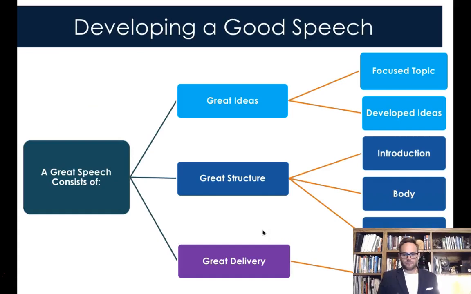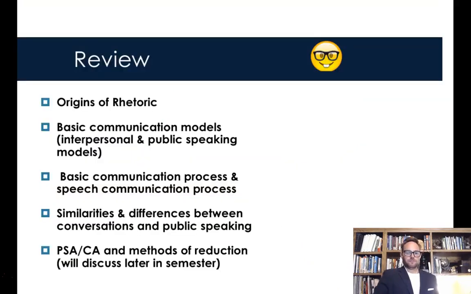So visually, this is what it looks like. A great speech consists of great ideas, great structure, and great delivery. So we see that here. Developing great ideas, we will focus on developing a narrow topic and developing our ideas through research. Great structure, we'll look at what goes in the introduction, the body, and conclusion, and then great delivery. So we'll look at the nonverbal and verbal elements of our delivery.